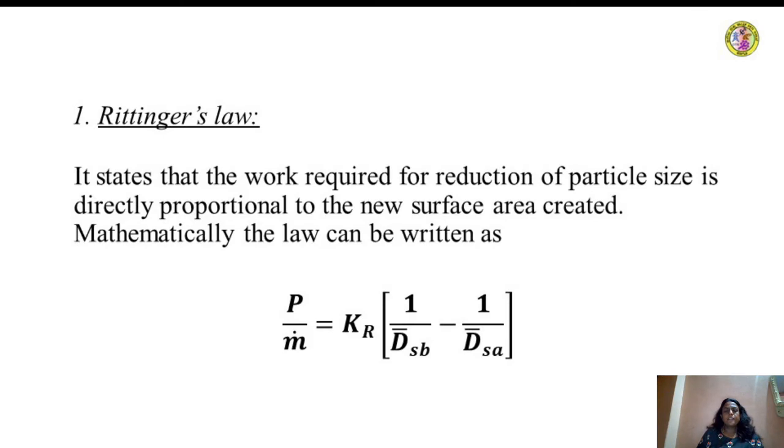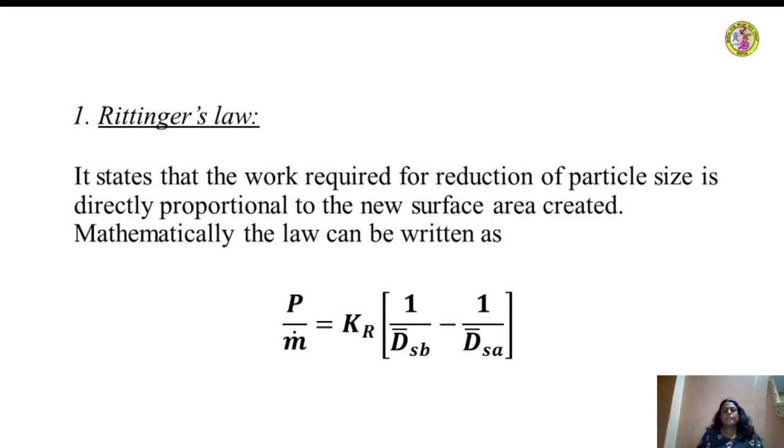As I said earlier, we'll just recall the different laws of size reduction to remember their statements, because we are using the equations to solve the problems. The first one, Rittinger's law. The Rittinger's law statement goes like this: the work required for the reduction of particle size is directly proportional to the new surface area created. So mathematically, we can write this statement as P by m dot, that is the work required, equals Kr into 1 by dSB bar minus 1 by dSA bar.